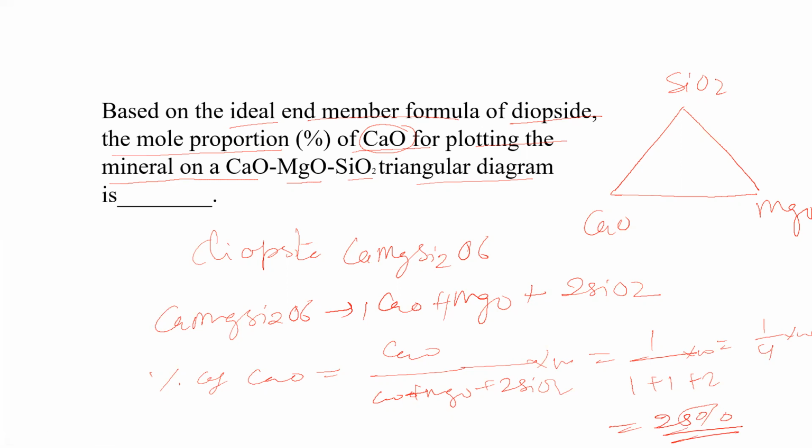Is there any problem in this? Mole we have to see, right? Mole of CaO plus mole of MgO plus mole of SiO2. How many moles are there of SiO2? 2. How many moles are there of Mg? 1. How many moles are there of Ca? 1 only. Is it clear? In the similar way, 25% is of MgO also. 50% is of SiO2. Was it clear? Be quick, type in the comment box.